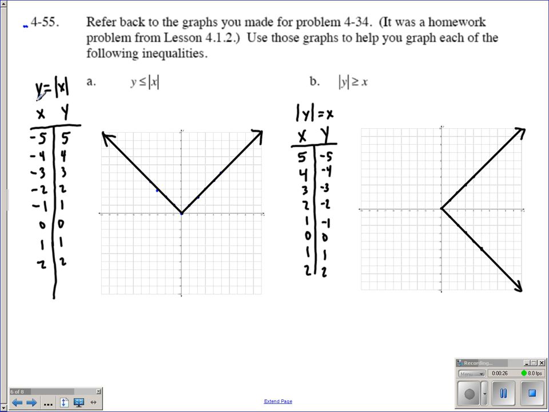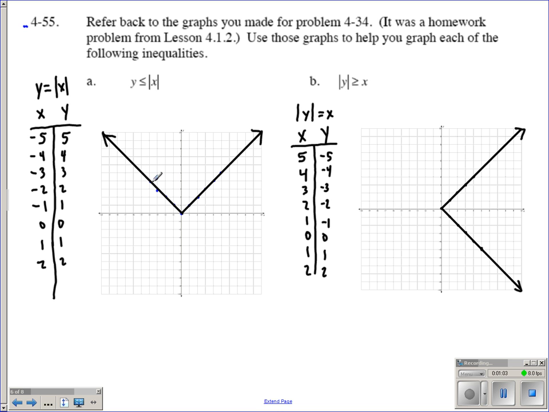The problem from 4-34 had y equals the absolute value of x. This was the graph that we came up with. We also had the absolute value of y equals x, and we graphed that one there. What they want us to do now is graph where y is less than or equal to the absolute value of x, and the absolute value of y is greater than or equal to x. So we already have these equalities graphed.